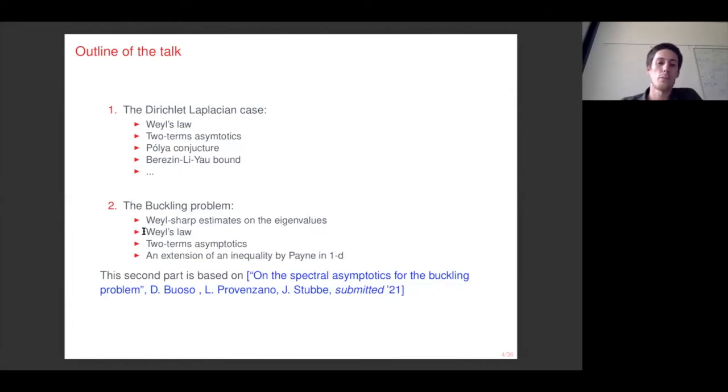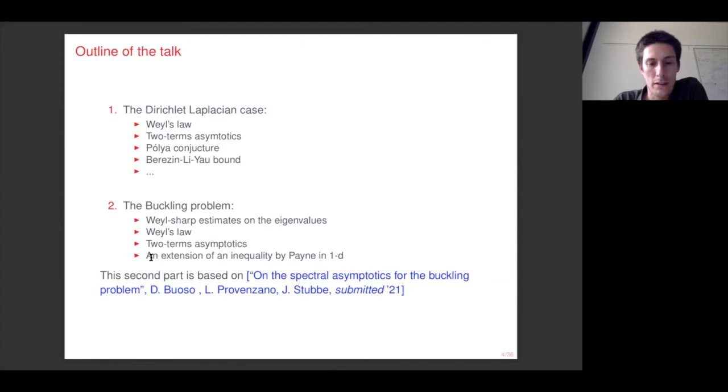Then, as a consequence of these Weyl-sharp estimates, we will derive a new proof of the already known Weyl law for the buckling problem under minimal assumptions on the domain. After the first term in the expansion, that is the Weyl law, we will consider two-term asymptotics, and we will compute the second term for some very specific domains.